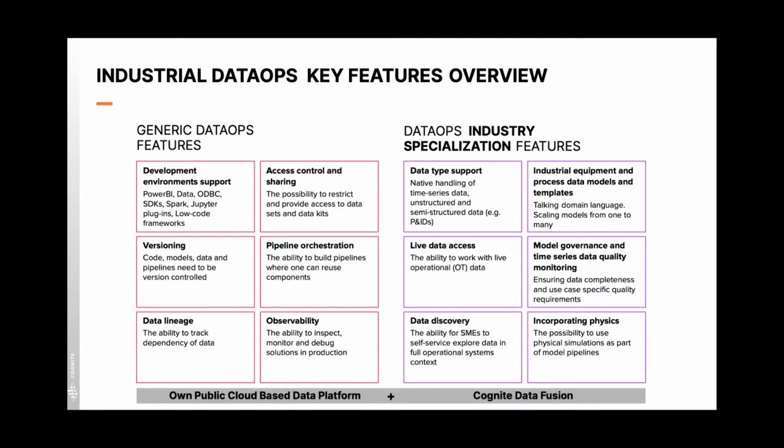So DataOps and industrial DataOps. We've clustered the key features into two columns for you. One consists of the generic DataOps features. These are features that you will always find bubbling up in the context of data operations discussions. And these include themes such as development environment support, access control and sharing of data, obviously, versioning.